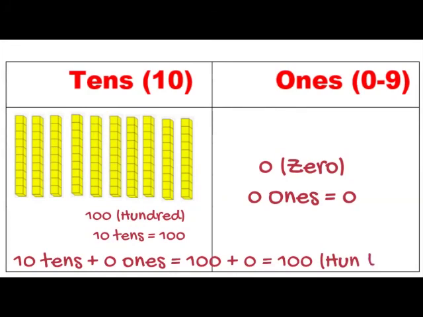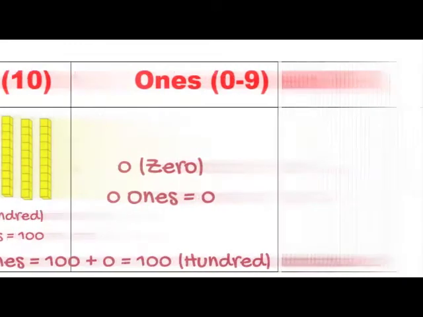So you write it as 10 tens plus 0 ones is equal to 100 plus 0 is equal to 100. HUNDRED, 100 is the number name, and 100 plus 0 is the expanded form.